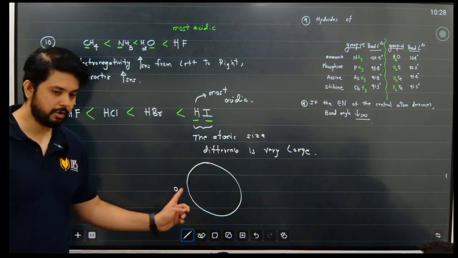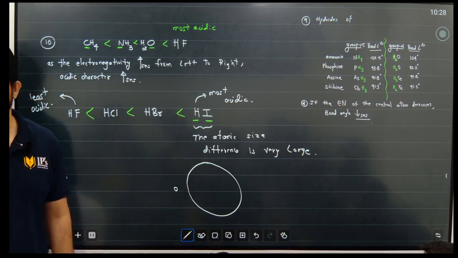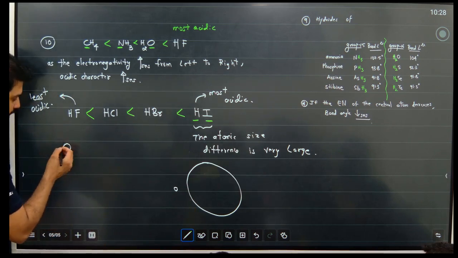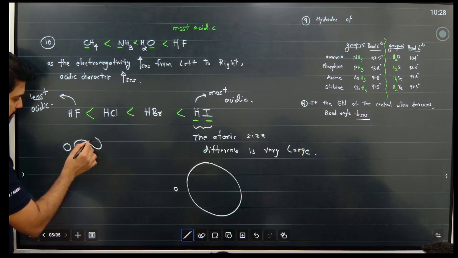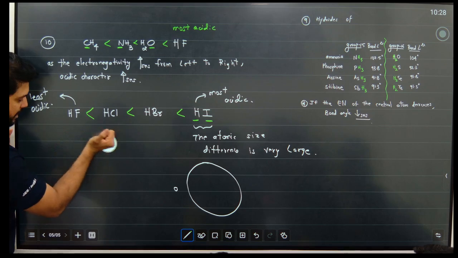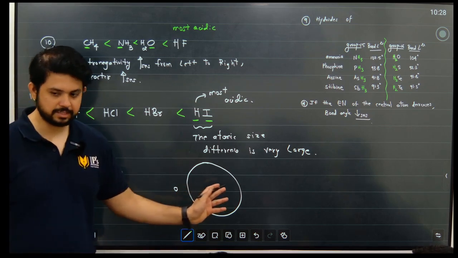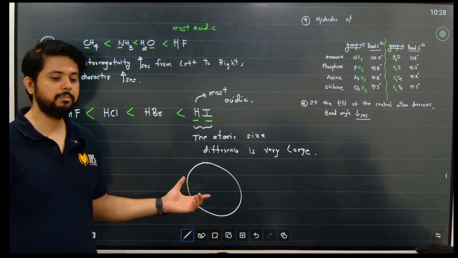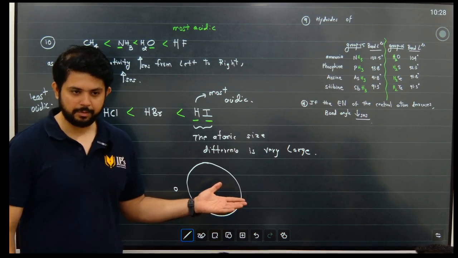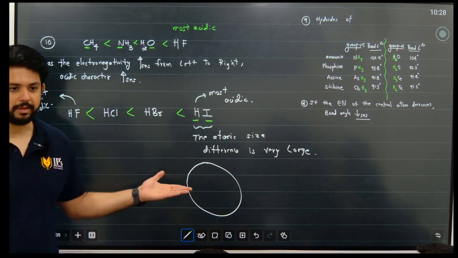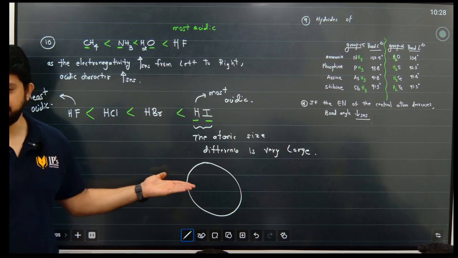Do you think they can really form a bond? No, they can't. Because bond formation is very poor. Compared to H and F, where this is the H and this is the p orbital of F, the size difference is almost manageable. Here the size difference is not manageable. If there is such a difference in size, obviously you cannot really form a bond.